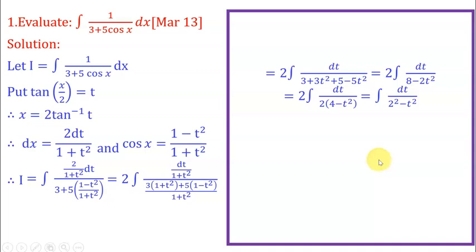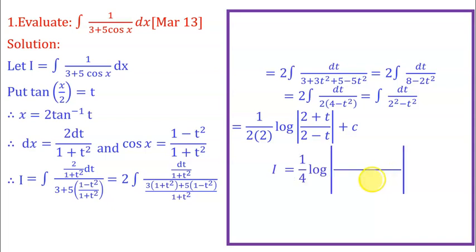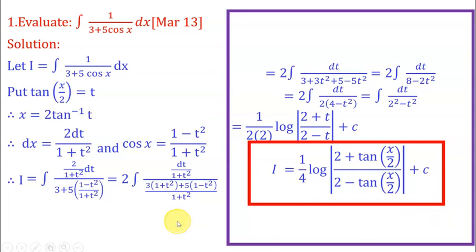And it is of the form integral dx upon a square minus x square, and it is nothing but 1 upon 2a log of mod of a plus x upon a minus x, plus c. Here it is 1 upon 4 log of mod of 2 plus t upon 2 minus t plus c. Now resubstitute the value of t, which is tan of x by 2. Therefore, you will get 1 by 4 log of mod of 2 plus tan of x by 2 upon 2 minus tan of x by 2 plus c. And this is the answer. Okay. Now next example.